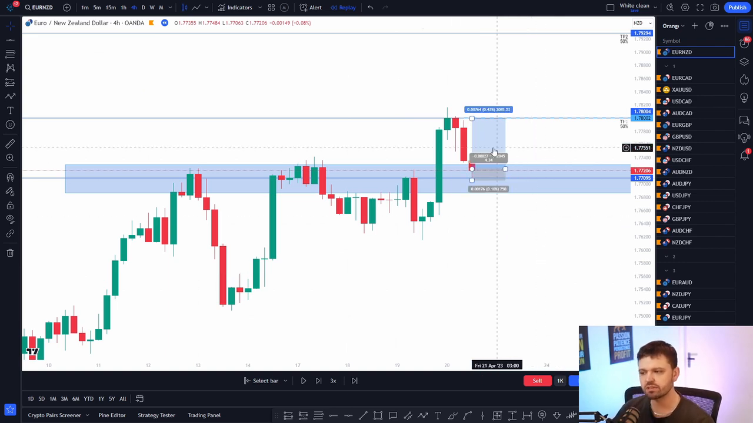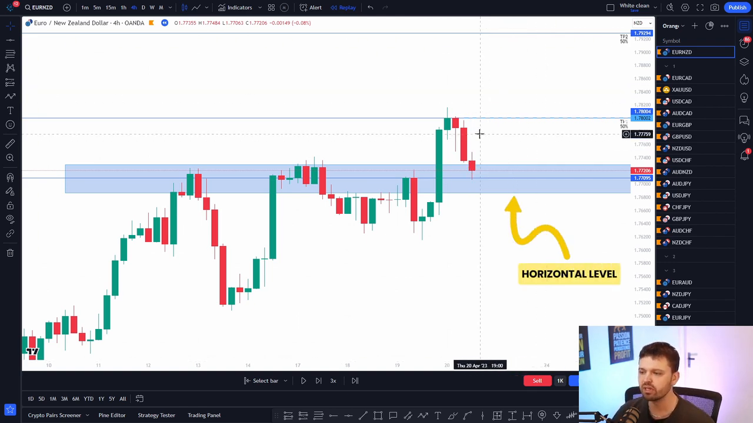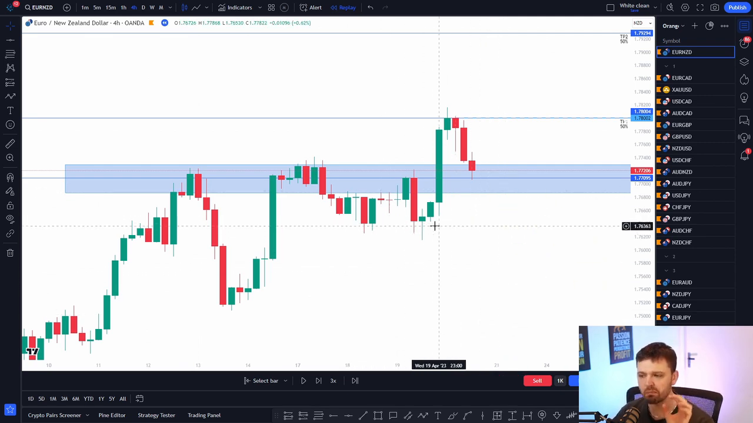So a lot of times, I've seen this happen a bunch of times. I've done it myself. You see price hitting the level, and as soon as you see just a small reaction, you're going to be like, all right, I'm just going to market enter right away.